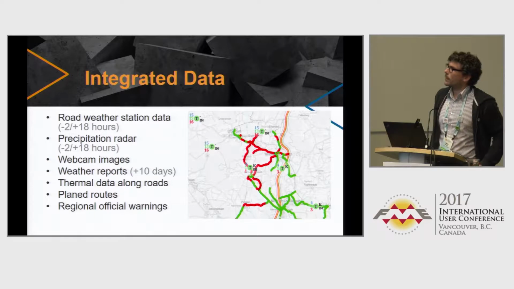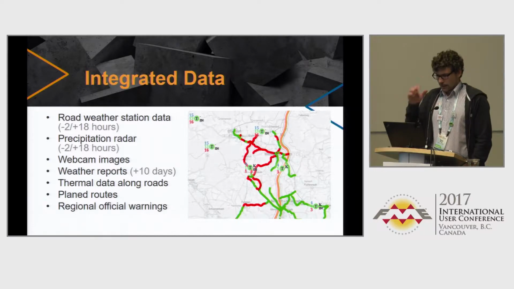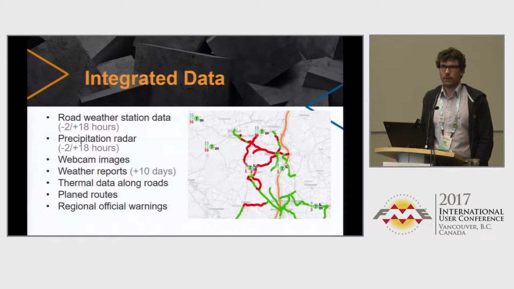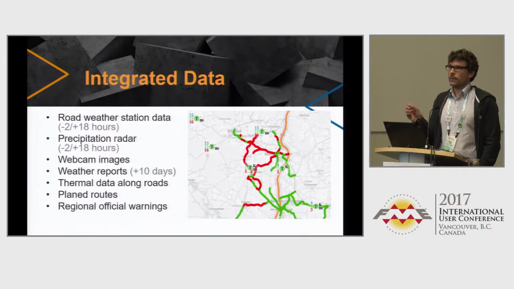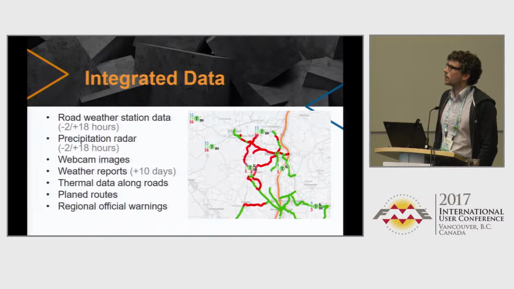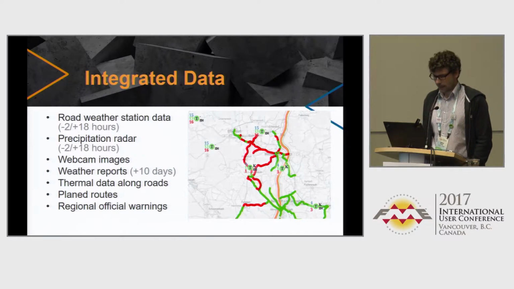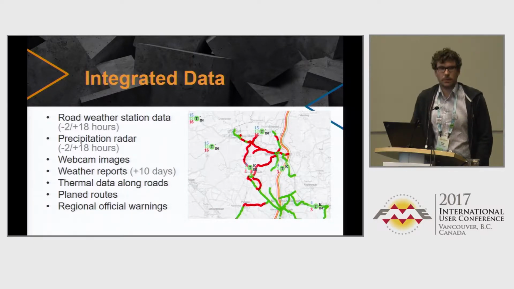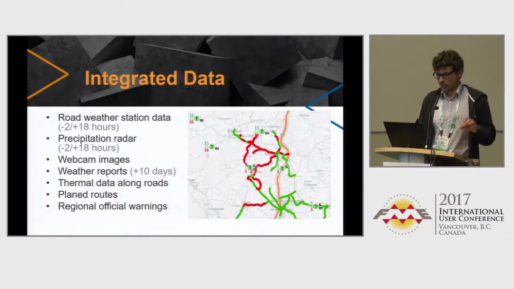This is more about the temporal extent of the data that we are using. So the system is basically integrating data for the past 2 hours and the coming 18 hours. For the past 2 hours and the coming 2 hours, we have a temporal resolution of 5 minutes. So we have the rain data, basically the precipitation radar data for the next 18 hours, and then webcam images, weather reports from the German Meteorological Service. We have the thermal data along the roads, the planned routes, and then we also get regional official warnings for the routes.